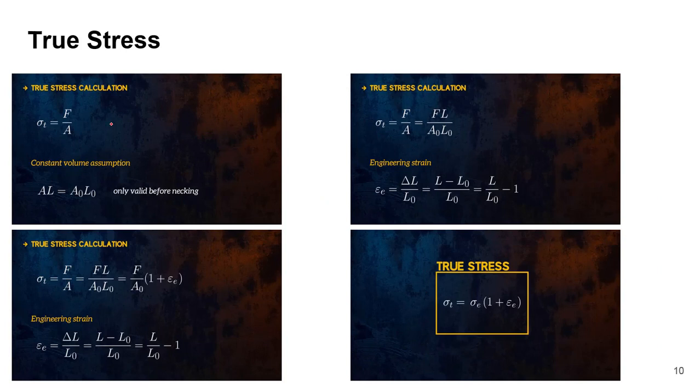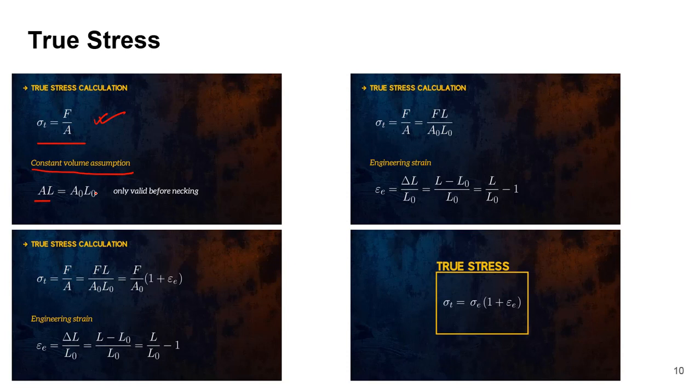So let us try to find a relationship between the true stress and the engineering stress. This is the definition of the true stress. Now we know the constant volume assumption. The constant volume assumption is that within the elastic region, when the deformation is taking place, the volume is not changing. This is an approximation. And this is also true in the plastic region, at least before necking.